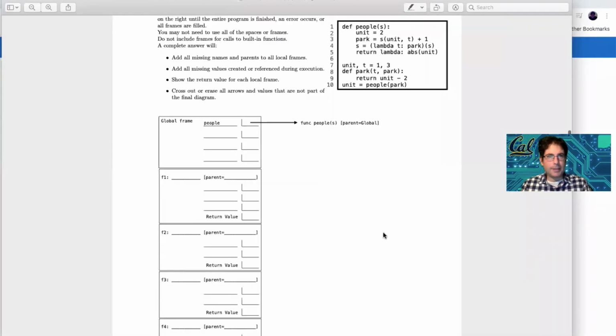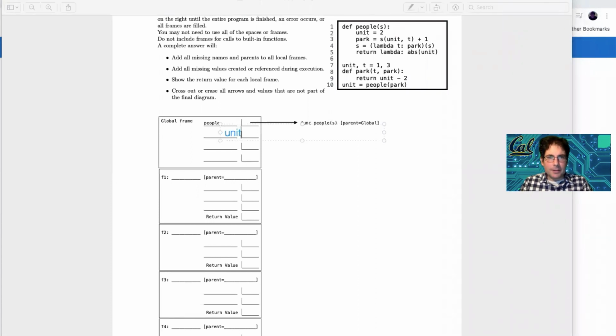Let's take a look at this example, which is from Spring 2020, Midterm 1, question number 2. In order to answer your question, I think we'll just have to go through and do some of this. Okay, so people got defined for us. We define unit. We define t. Those are 1, 3, respectively. And we define park, which is a function. And it was defined in the global frame. So its parent is global.